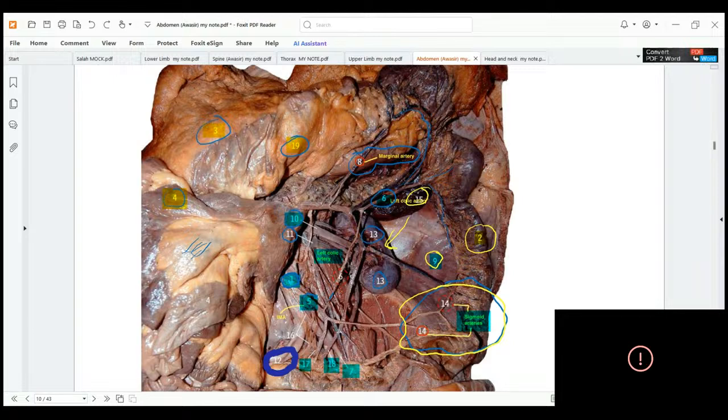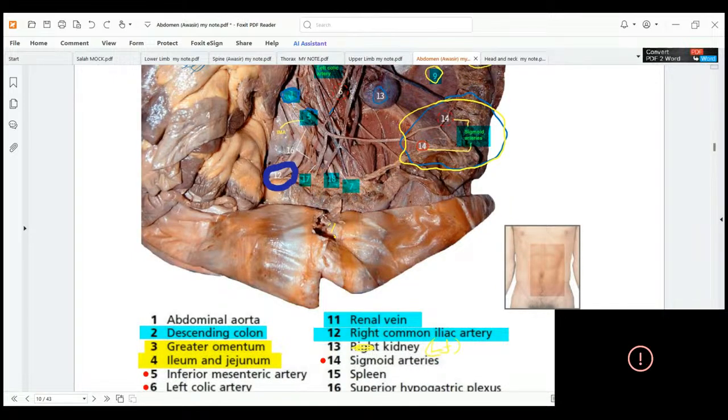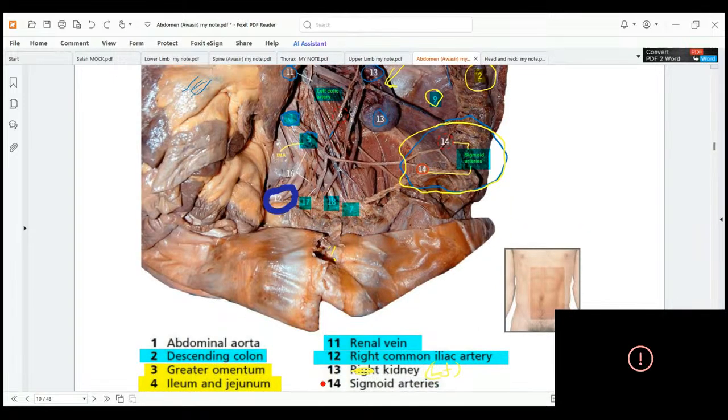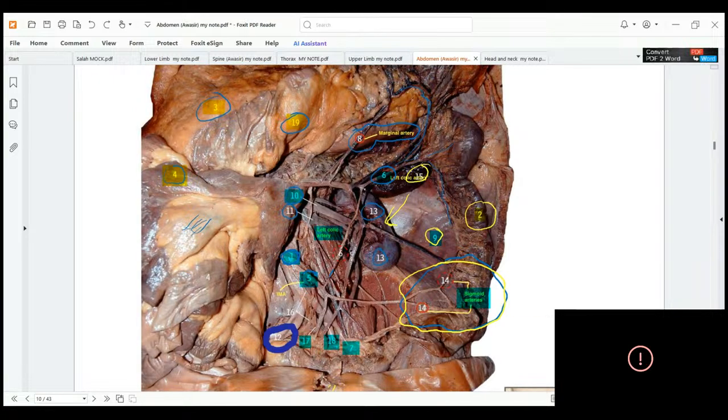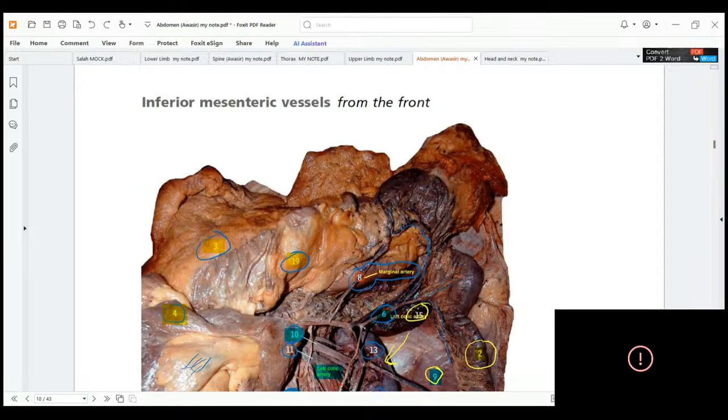Okay, here what we can see: marginal artery, left colic artery 11, inferior mesenteric artery, sigmoid artery. This picture is difficult. Inferior mesenteric vessel.